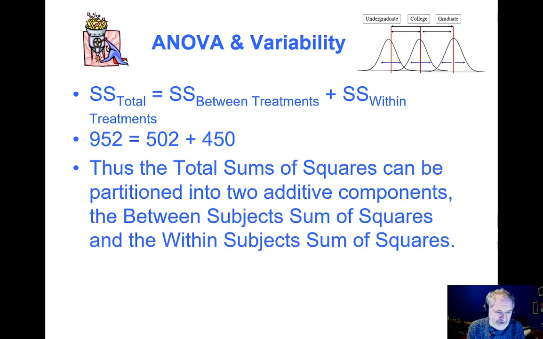So in an analysis of variance source table, SS total is made up of SS between treatments plus SS within treatments. So once again, analysis of variance is basically partitioning of sums of squares. Okay.